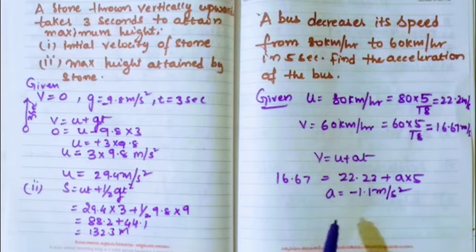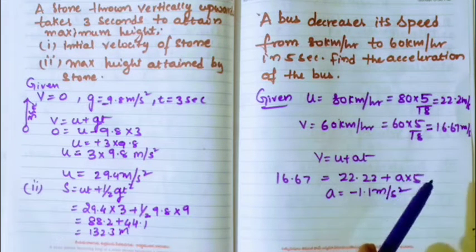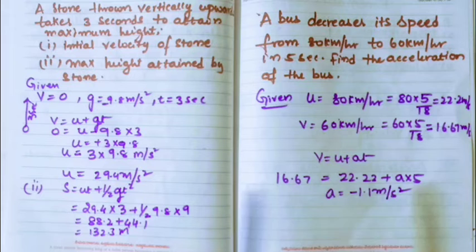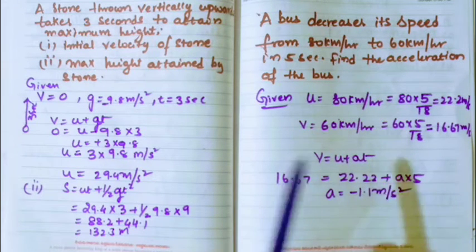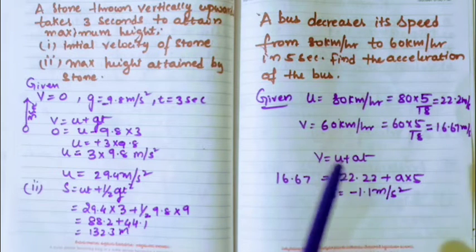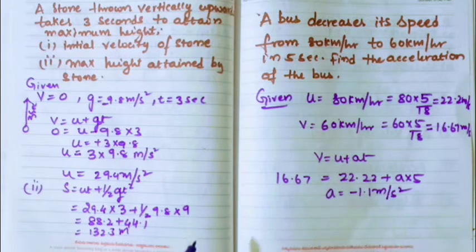This is a very easy problem, but here conversion of kilometers per hour to meters per second is needed. So I have taken this problem. A bus decreases its speed from 80 kilometers per hour to 60 kilometers per hour in 5 seconds. Find the acceleration of the bus.